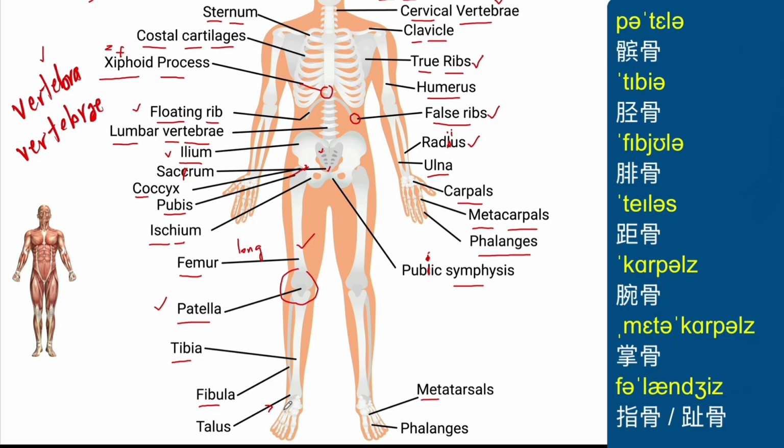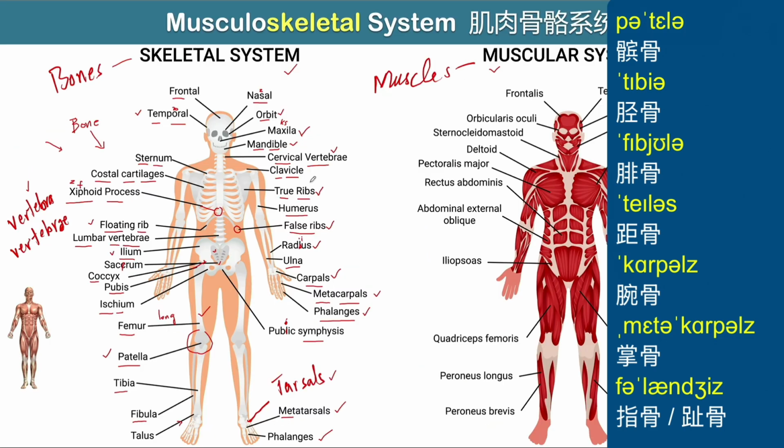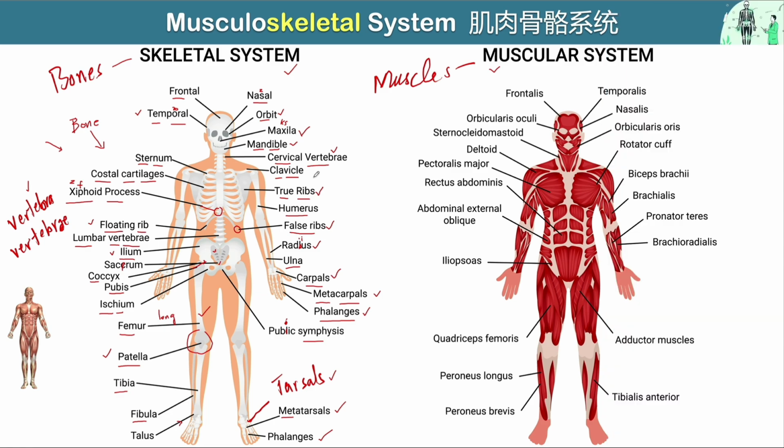Okay, we have the talus bone, then we have the tarsals over here. These bones are called tarsals, alright? T-A-R-S-A-L-S, tarsals. Then we have the metatarsals, and then phalanges, such as you can see in the hand. We have the carpals, metacarpals, phalanges, tarsals, metatarsals, phalanges.